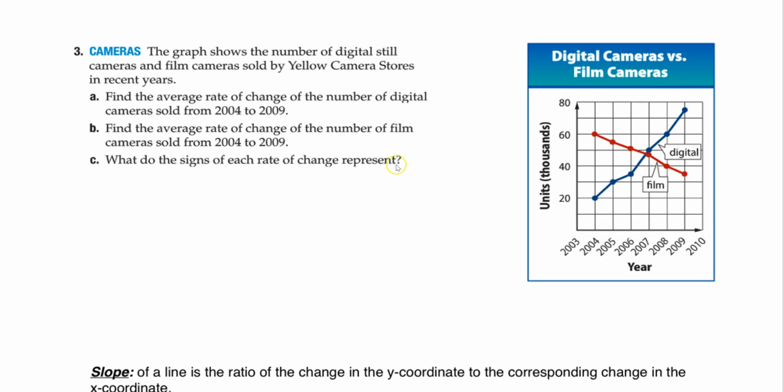The graph shows the number of digital still cameras and film cameras sold by Yellow Camera stores in recent years. Find the average rate of change in the number of digital cameras from 2004 to 2009. So here's our graph. Digital is the blue one. We're going to start at 2004, which is 20 but in thousands. So this is going to be our x's. This is my y1. So we're going to look at the point 2004 and 20. And then we go all the way to 2009 right here. So that's x2. My y2, let's say 76, to round it.